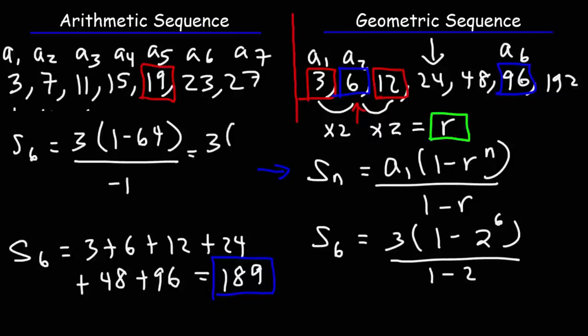So this is 3 times 1 minus 64, which is negative 63. So we could cancel the two negative signs. A negative divided by a negative will be a positive. So this is just 3 times 63. 3 times 6 is 18. So 3 times 60 has to be 180. And then 3 times 3 is 9. 180 plus 9 adds up to 189. So we get the same answer.